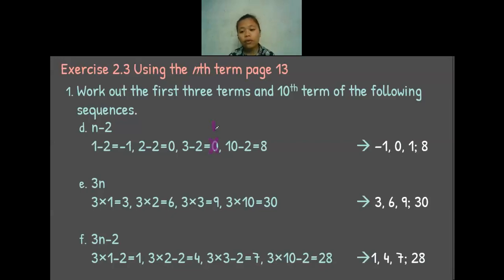Is there anyone who gets confused? No confusion? Or has my voice gone or something? No, right? Okay. If you have no confusion, I will move to question 2.